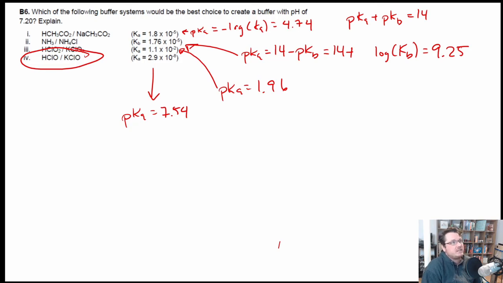So you have to take into account what the pKa's are, because you don't want the ratios to be extreme between the different values. You want them to be as close as possible. And the best ones are always going to be the ones that are within 1 unit of the pH. So that's B6.